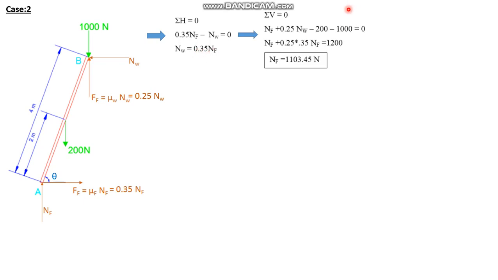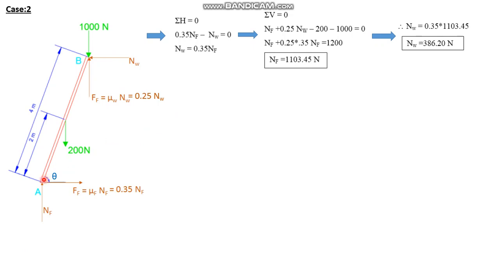Now if you take summation of V equal to 0, NF plus 0.25 NW minus 200 minus 1000 is equal to 0. So this equation turns out to be, NW is known here, so substitute that and we'll get NF as 1301. From this, go back here, and NW will be 0.35 into NF, so you'll get 386.20 Newton. So this is how we will solve. We got NF and NW, so both unknowns we have solved.